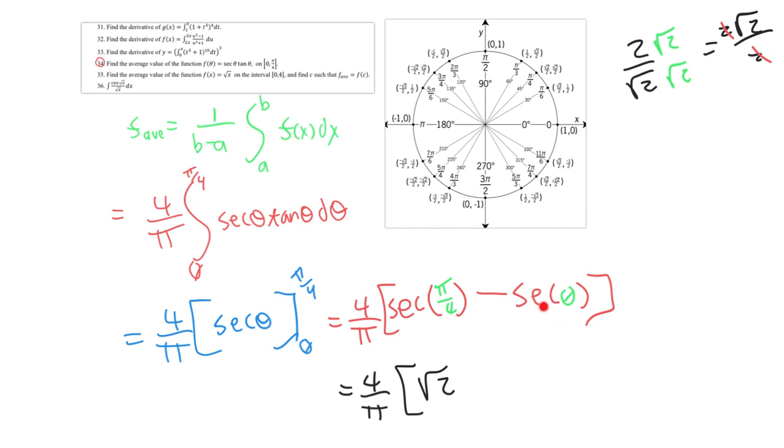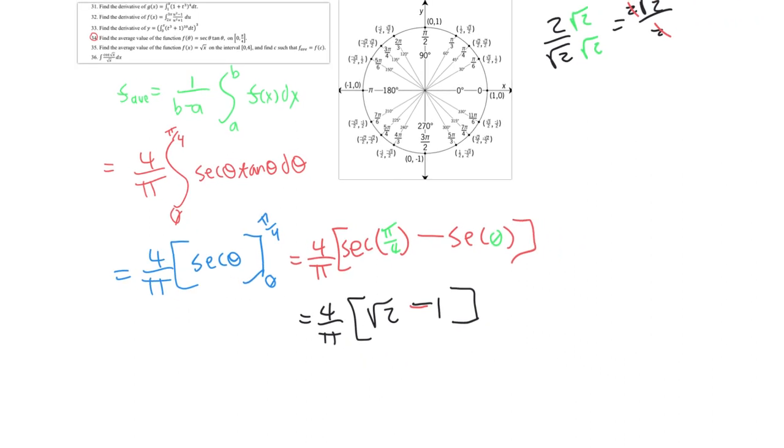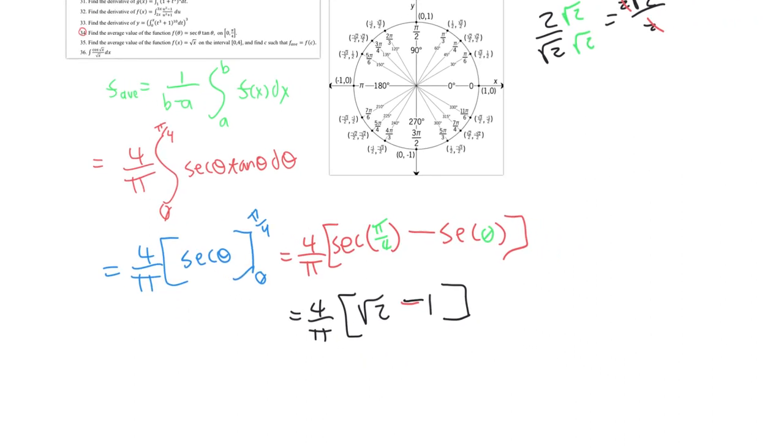Now, secant of 0, well, cosine of 0 is 1. So 1 flipped upside down is just 1, right? So it's going to be minus 1. So radical 2 is irrational. Pi is an irrational number as well. So the answer, I think the teacher would be okay with 4 radical 2 over pi minus 4 over pi. I think that should be fine.